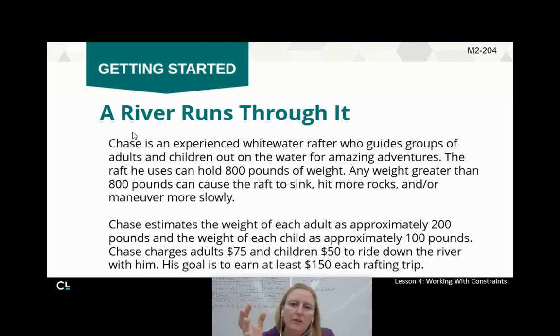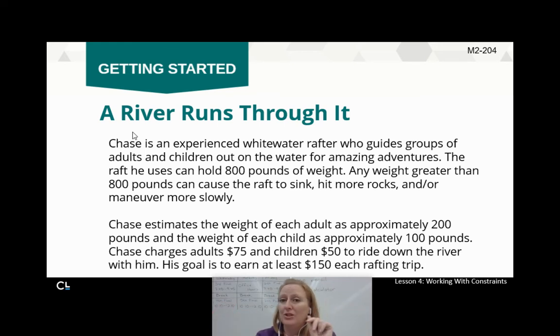And of course, Chase charges people money for this. So he has to be aware of the weight because he can't have more than 800 pounds in the raft or bad things happen. But of course, he charges people, right? This is a job. Chase charges adults $75 and children $50 to ride down the river with him. And his goal is to earn at least $150 each rafting trip. So we not only have to take into account they can only have so much weight in the boat, we also have to take into account that he's trying to earn at least $150 every trip, right?